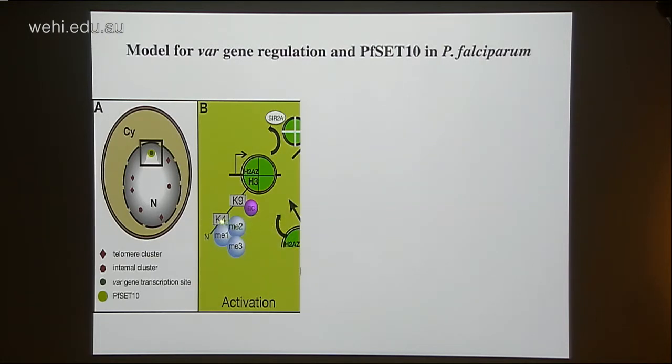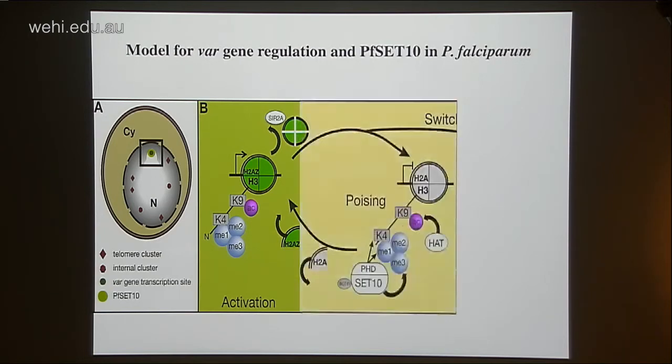the methyl mark on lysine 4 of histone 3 is particularly important. Specialized histones such as H2A.Z are also involved. I haven't gone into that, but work from Mike Duffy's laboratory has shown that they are involved in this activation process. Also, acetylation of lysine 9 of histone 3 is important with respect to activation. Silencing, both SIR2A and SIR2B are important for deacetylation so that it can be packaged into heterochromatin and silenced.